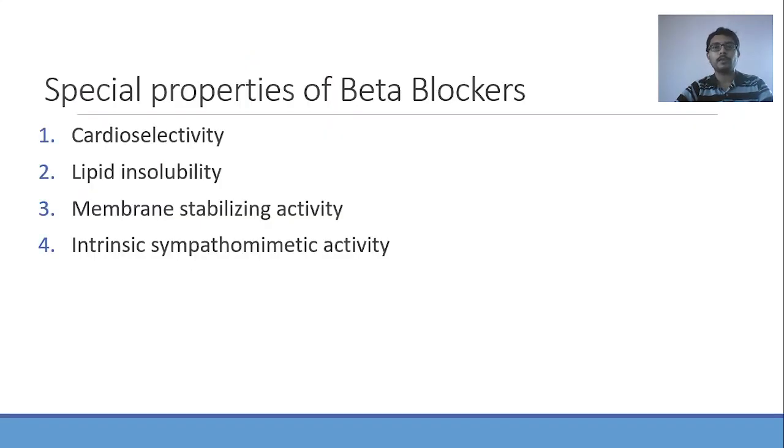Now, there are four special properties of beta blockers: cardioselectivity, lipid-insolubility, membrane stabilizing activity, and intrinsic sympathomimetic activity. These are the properties which differentiate different beta blockers. These properties provide special pharmacokinetic and pharmacodynamic advantages to the beta blockers in question.